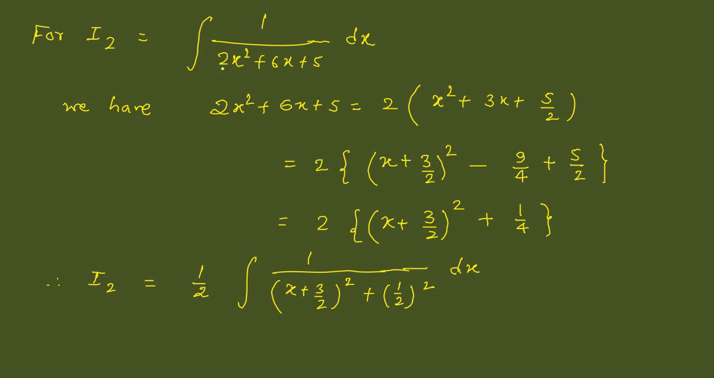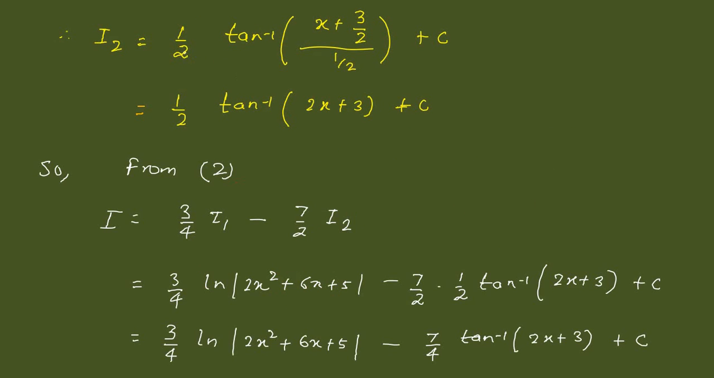For that we want to make the leading coefficient, that means the coefficient of x², equal to 1, so we have taken 2 common, and we will have x² + 3x + 5/2. Of course you know how to do that, so I have written it directly: (x + 3/2) the whole squared, and that will be 1/4 after evaluating it. So this will be the integrand now. The integration will now be 1/2 tan inverse of (x + 3/2) over 1/2. After further simplification you get I2 as this.